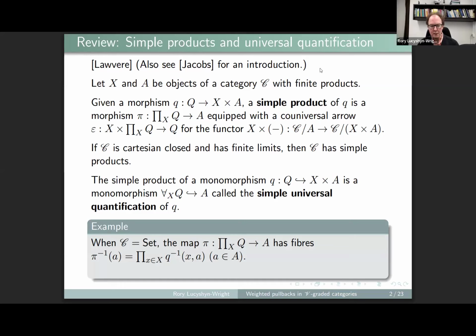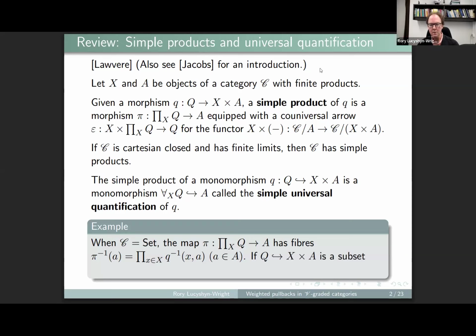Then the simple product, when we look at the map pi from the simple product down to A, we can look at its fibers, because the whole point of view is that we're thinking of a map as an indexed family of sets, namely the fibers of the map. So let's look at the fibers. We look at the fiber pi inverse of a over a given element a of A, and it can indeed be computed as the product over all x in X of the fiber over the pair x, a. So this is why we're producting away the X, in a sense, in this classical case.